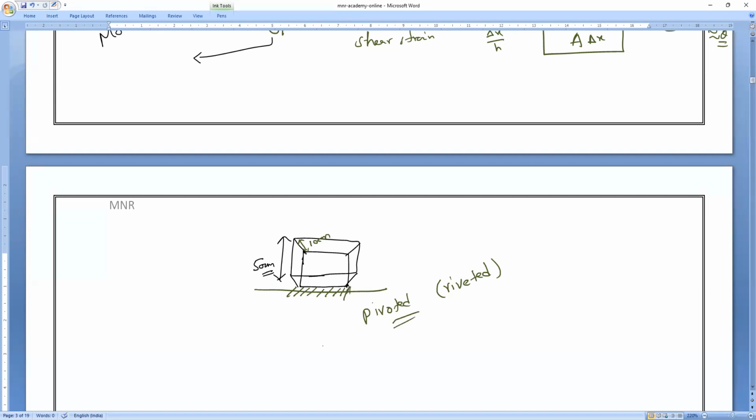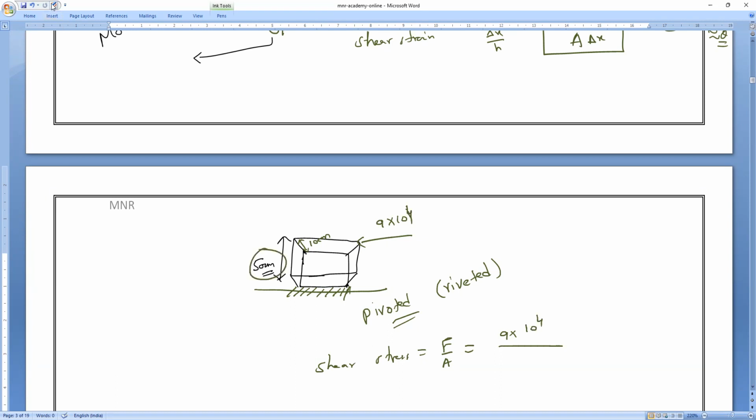So now if I find the shear stress, what is the shear stress formula? Anybody can tell? Shear stress formula, F divided by A. So the F value they have given. What is the applied force? 9 into 10 power 4. So the applied force is 9 into 10 power 4 divided by what is the applied area?